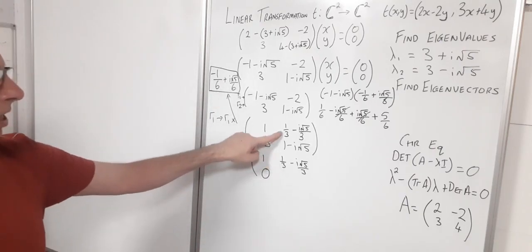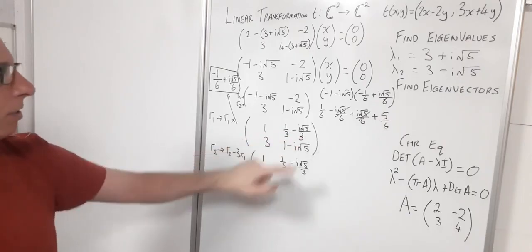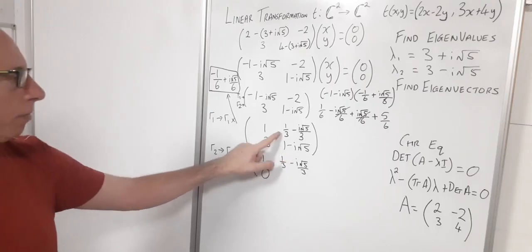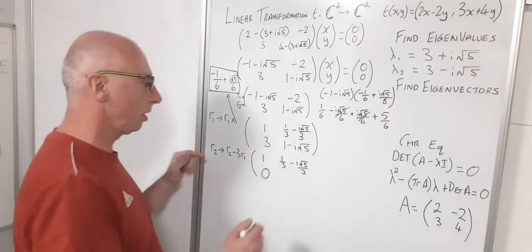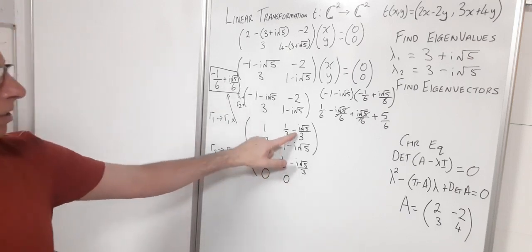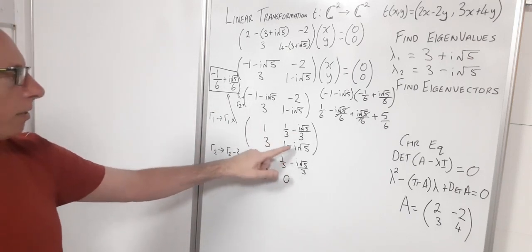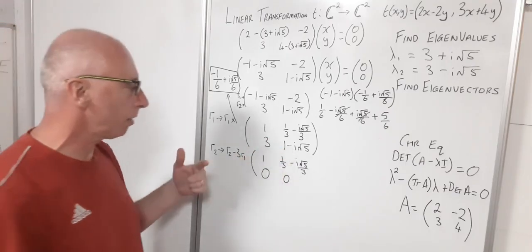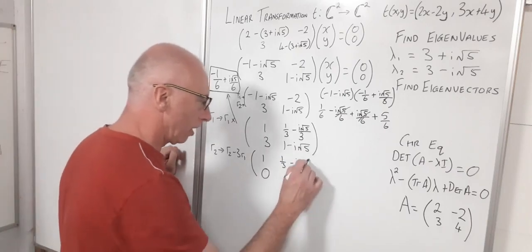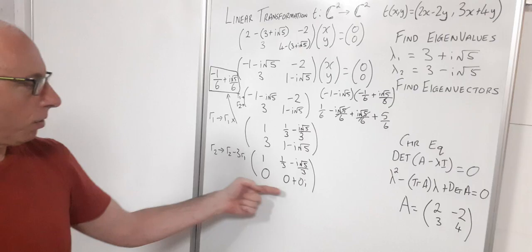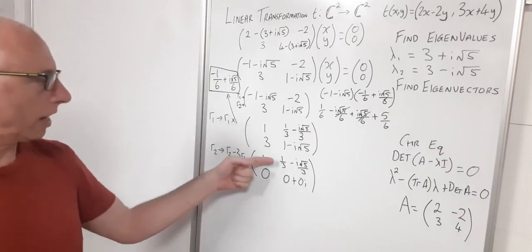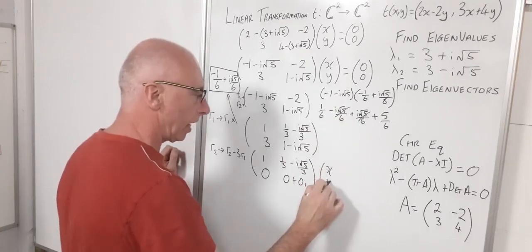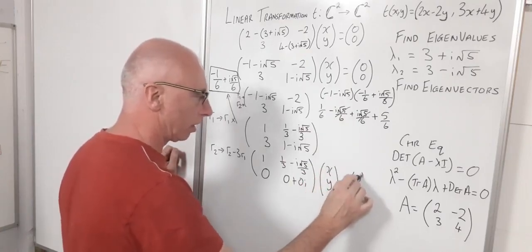Now multiply this by 3, I've got 1 minus i root 5. Now if I subtract that from this, I've got 1 minus 1 gives me 0. And then minus i root 5 minus i root 5, that will also cancel out and give me another 0. 0 plus 0i. So that's the result. I've got two zeros on the bottom, which is perfect, and just an x and a y component here. So now back to here, bring this back down, x and y, 0, 0.